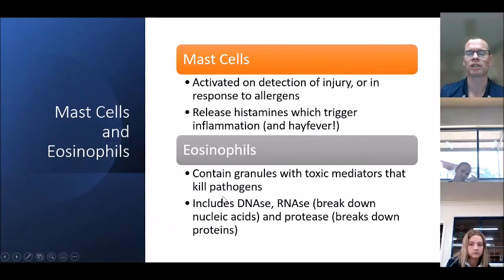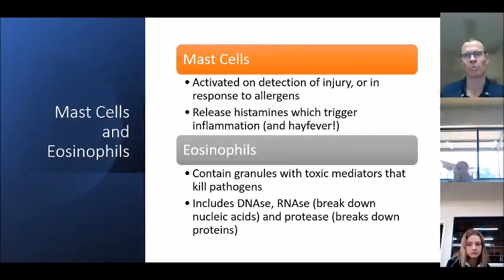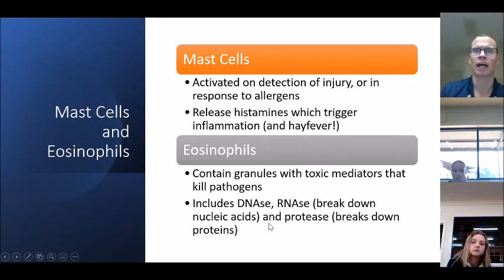Eosinophils are basically another granular cell. Their granules release particular enzymes like DNAse, RNAse. Anything that ends in -ase typically means it breaks something down. So DNAse breaks down DNA, RNAse breaks down RNA, and protease breaks down protein. So they have granules that actually break down the pathogen.